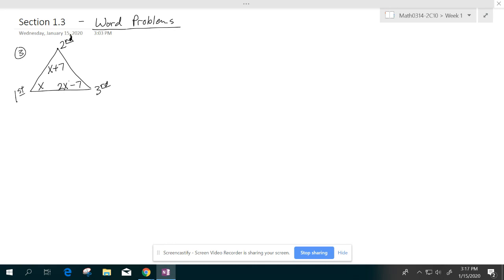Yes? And now that I know an expression for each angle, now I can set up an equation. Does anybody know what all 3 angles of a triangle add up to make? 180. So if I take the first angle plus the second angle plus the third angle, that should add up to make 180.